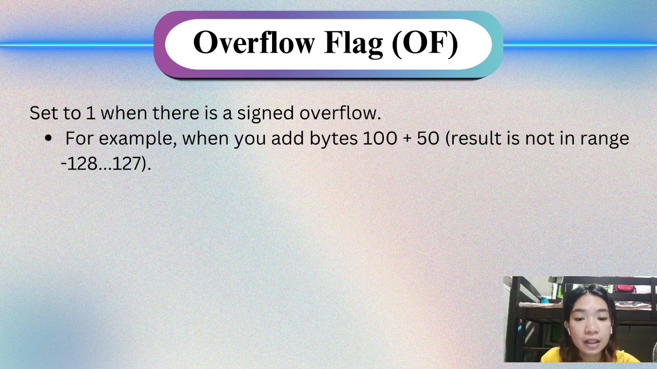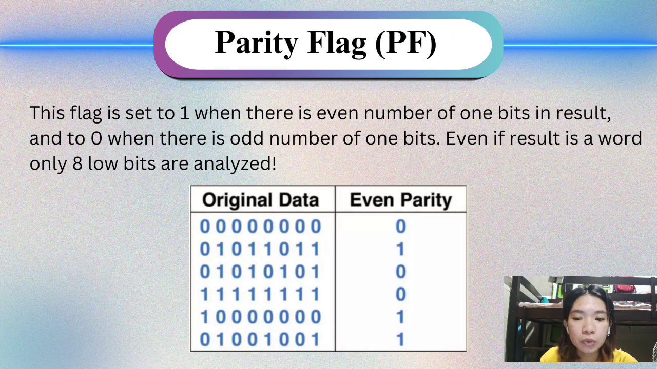Next, we have the parity flag. This flag is set to 1 when there is an even number of 1 bits in the result and to 0 when there is an odd number of 1 bits. Even if the result is a word, only the 8 low bits are analyzed. So the parity flag is equal to 1 if the low byte of a result has an even number of 1 bits, which is an even parity. The parity flag is equal to 0 otherwise, which is an odd parity.